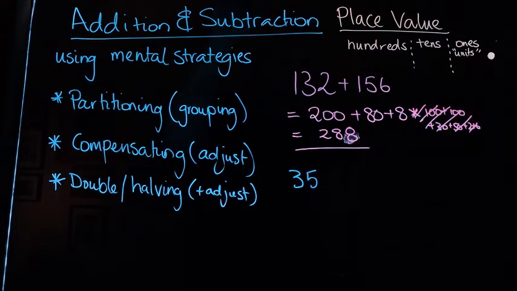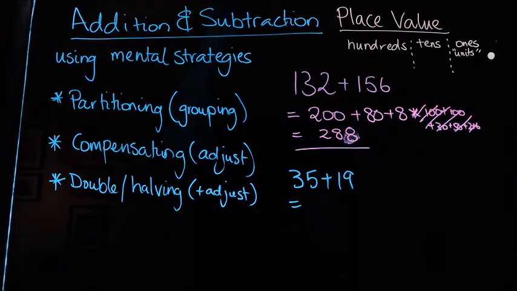I've got another addition, 35 plus 19. When I write this out of the textbook, I'm already thinking about making some adjustment. So I'm using a compensating strategy here. I'm looking at 19. I'd really like to write that as 20.